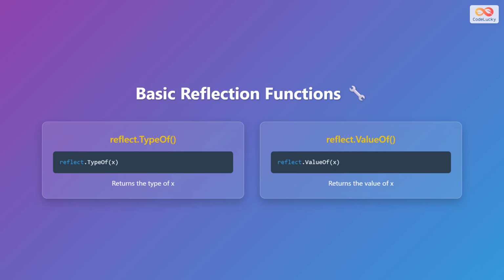Let's explore a couple of basic reflection functions. First up, we have reflect.TypeOf. This function takes a variable x as input and returns its type. For example, if x is an integer, it will return the type int. The other essential function is reflect.ValueOf(x). This function also takes a variable x as input, but instead of returning the type, it returns the actual value of x. So, if x is an integer with the value 42, it will return the value 42.